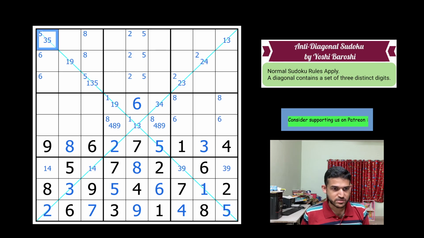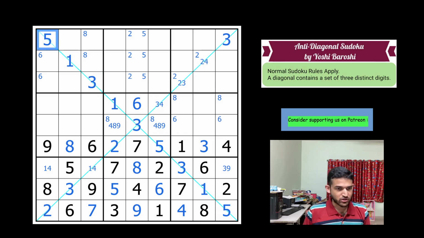Let's see what happens if this is, or rather if this is a 3. 3 is forced here, which forces the 3 in here, a 1 in here, which forces the 3 in here, a 1 in here, and a 5 here. Okay, this seems okay. Right, this seems right.